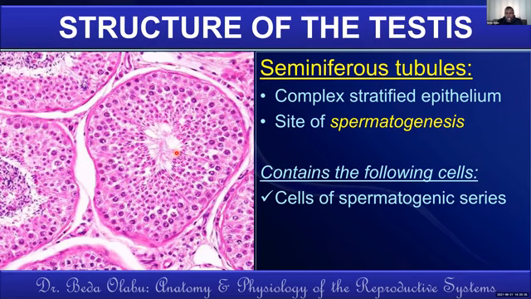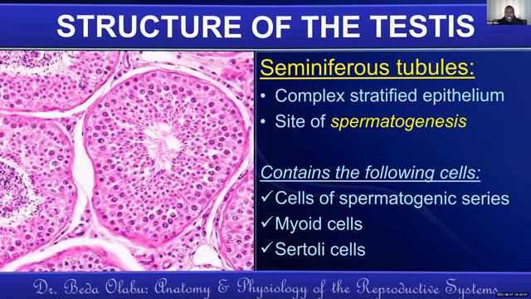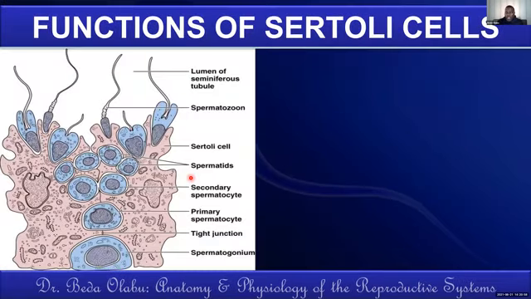Apart from cells of spermatogenic series, within this wall, we also have the myoid cells. Myoid cells are contractile cells. They're the cells that contract to promote the release of sperms from the wall to the lumen of seminiferous tubules. And lastly, we have the Sertoli cells. Sertoli cells are the supporting cells of spermatogenesis. They have a number of functions.